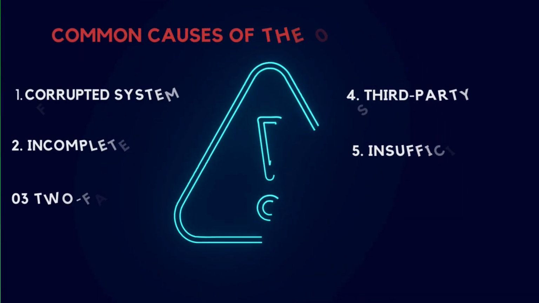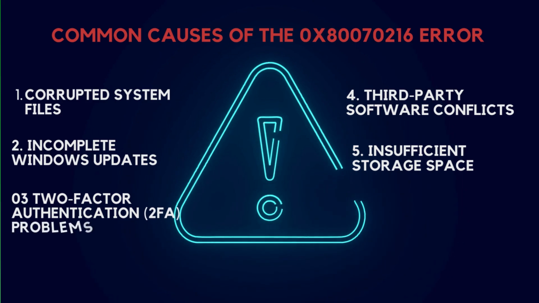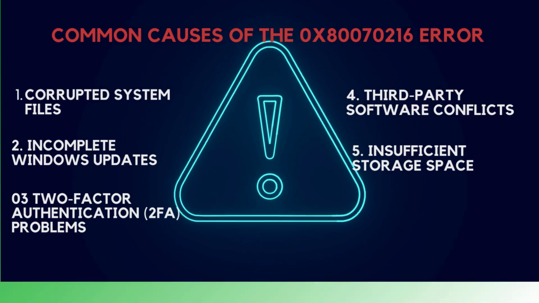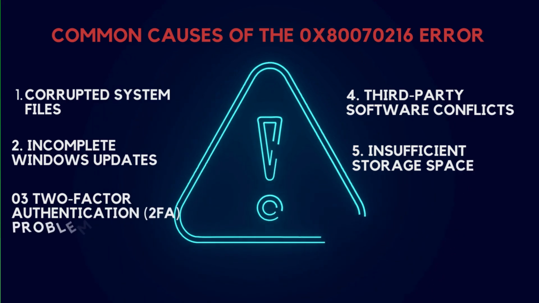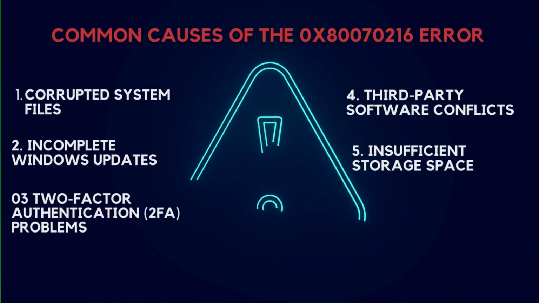Common causes of the 0x80070216 error. 1. Corrupted system files. 2. Incomplete Windows updates. 3. Third-party software conflicts. 4. Insufficient storage space. 5. Malware or virus infection.